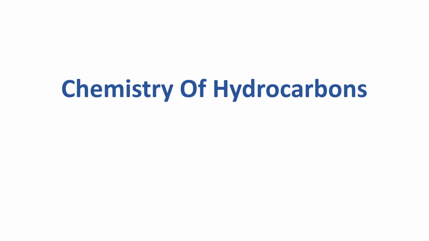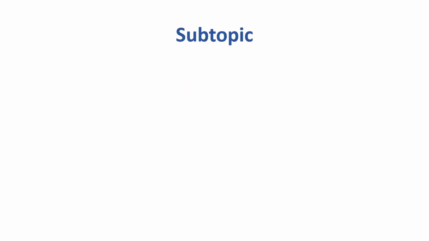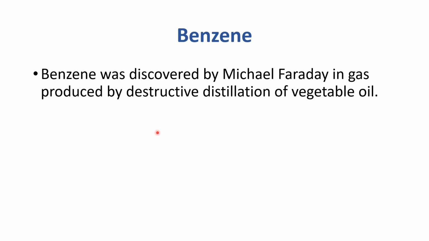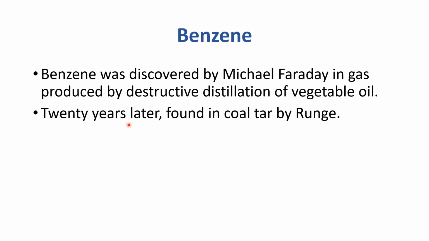The topic we are going to discuss is the chemistry of hydrocarbons, and the subtopic is the structure of benzene. Let's learn about the discovery of benzene first. Benzene was discovered by Michael Faraday in gas produced by the destructive distillation of vegetable oil, and 20 years later it was found in coal tar by Hofmann.